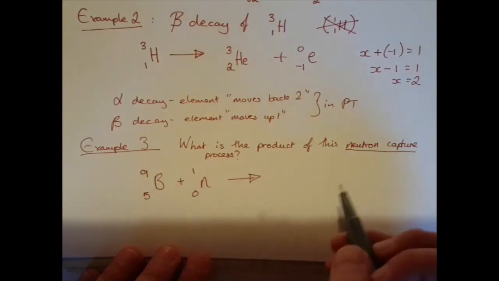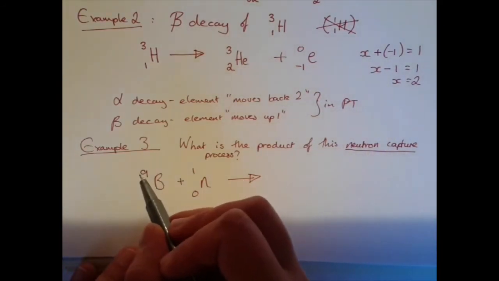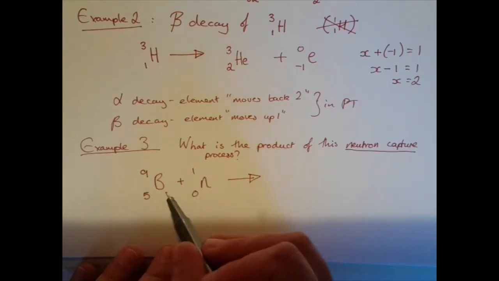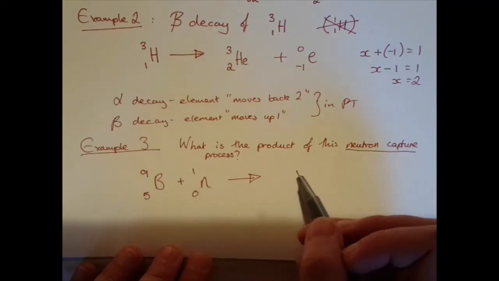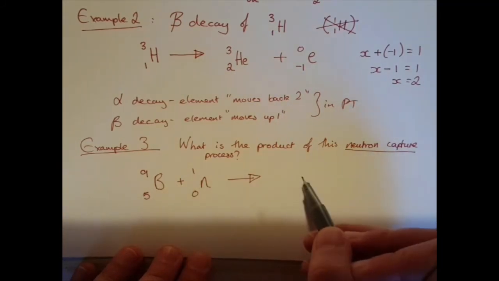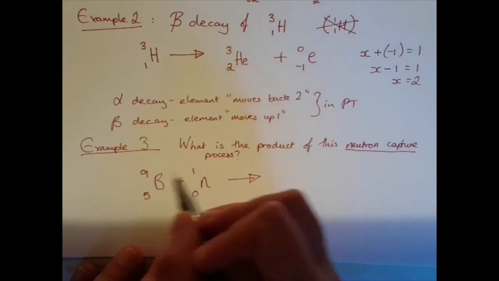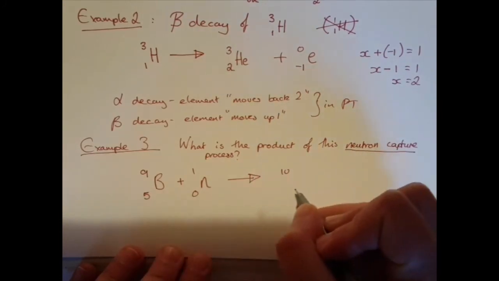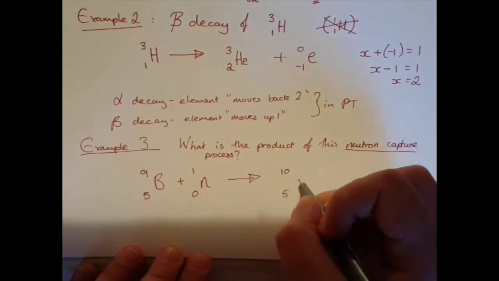So it's really a problem solving question, and like I say, all you need to remember again is that the sum of the mass numbers, and the sum of the atomic numbers on both sides must be equal. So if you've just got the two reactants and you're looking for the final product, it's nice and easy because we just need to add up these numbers. So 9 plus 1 is 10, 5 plus 0 is 5, and that means if it's got the same atomic number, it's still going to be boron.